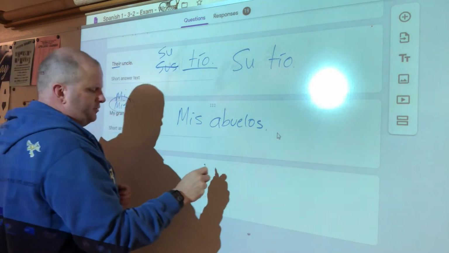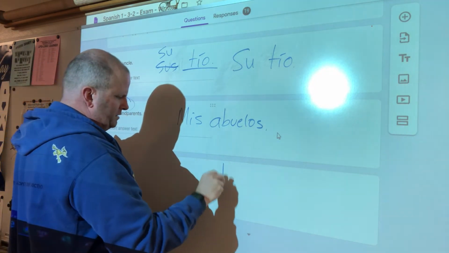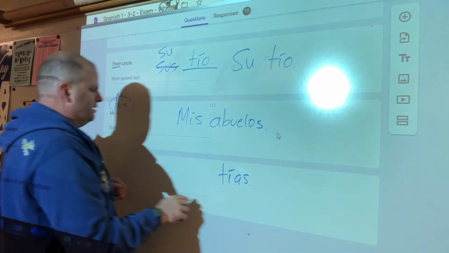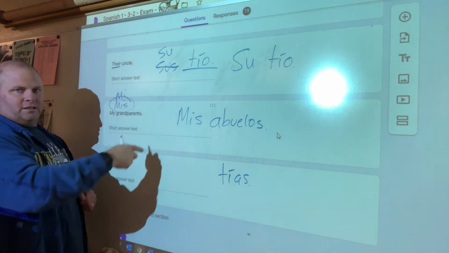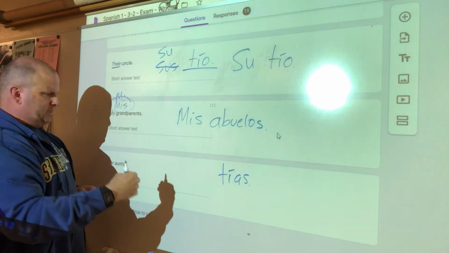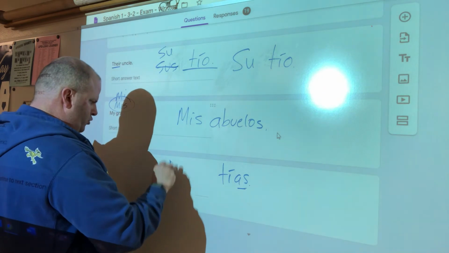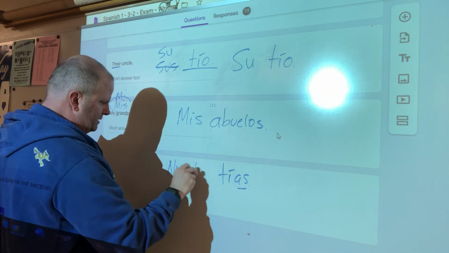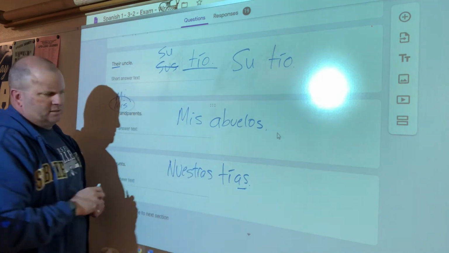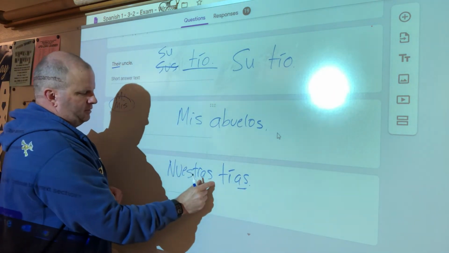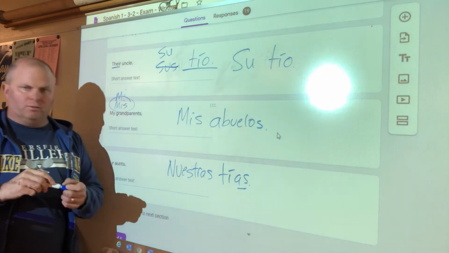This gets a little different because remember, "our" has four different ways. So we say tías. Again, you need the accent on the I. And then "our" is nuestro, nuestra, nuestros, and nuestras. So we want to match the ending here. So we're going to say nuestras tías. Okay? Because this is plural and feminine, so we make "our" plural and feminine as well.